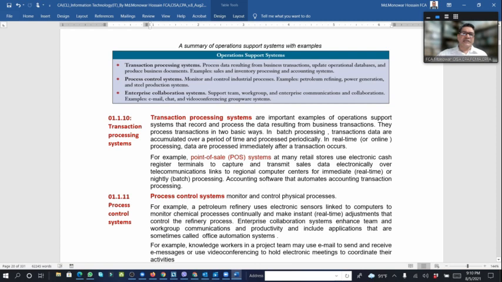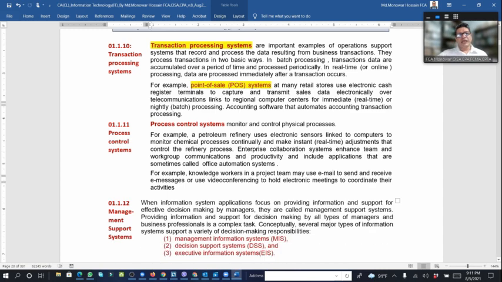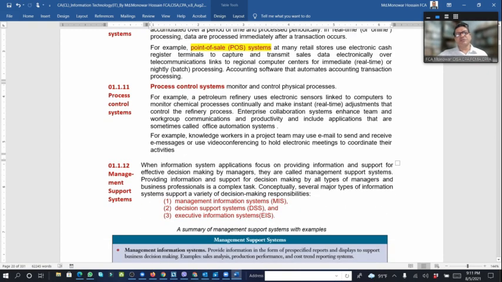So here, transaction processing systems are important for transactions. For example, we know the POS, the point of sale system, in many retail stores. If you go to Agora or Unimart and use your card, that is through the POS system. And the process control system is for monitoring.